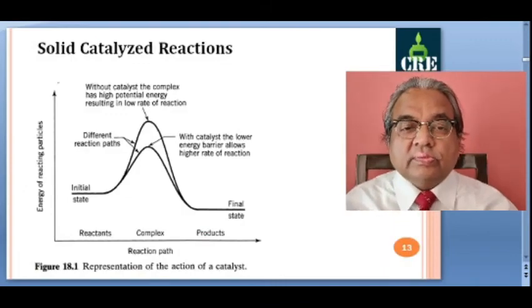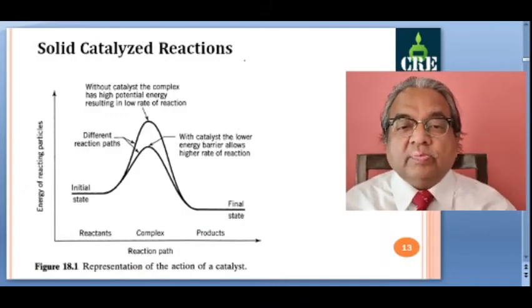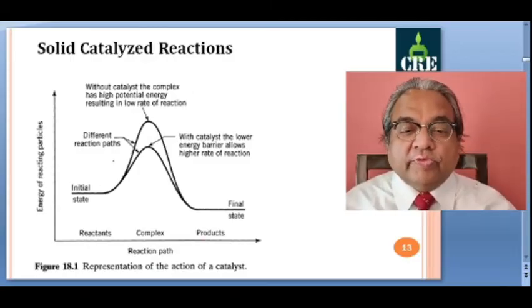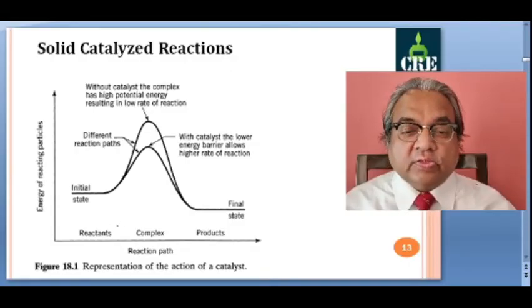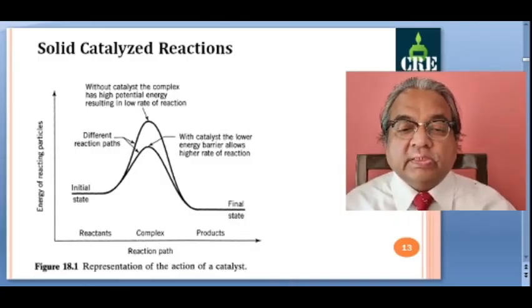Now we will look into the concept of catalysis. When we use the catalyst, how can the catalyst action be represented? This is the reaction path where we have reactants in the initial state and product in the final state.